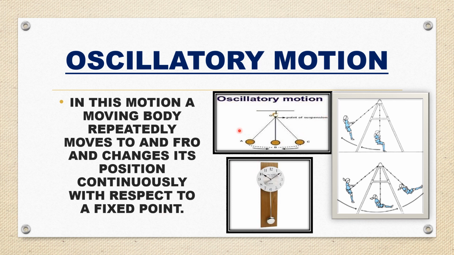Now, if you are looking at this pendulum, this is a very common example. The pendulum moves from here to here, here to here. So to and fro, to and fro. And one part of it is fixed at one particular juncture. That is why in oscillatory motion we say that it is fixed at one particular point over here and moving to and fro like this.